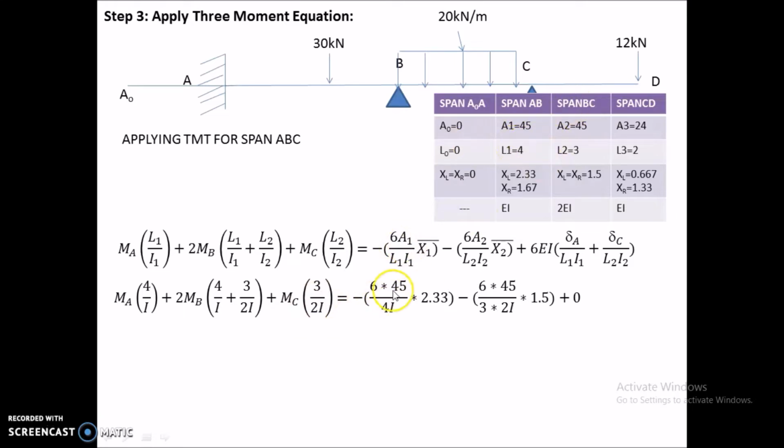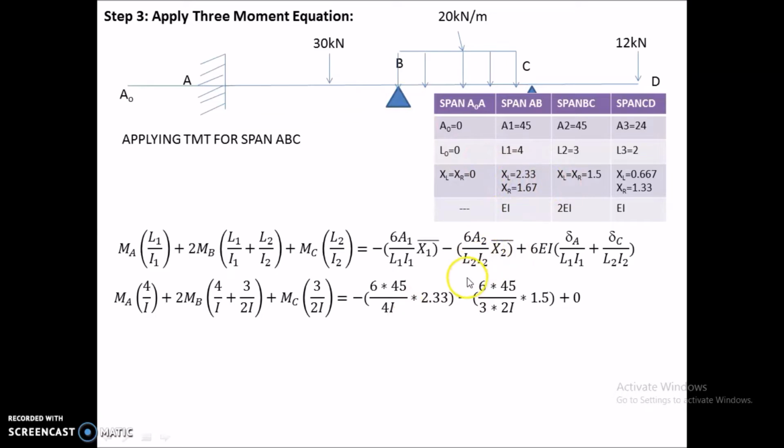A1 is 45 here, and L1 is 4 and I1 is I. X1 will be XL here. Now we are considering this span A, B, C, and the center point is B. So for the span AB we should consider XL, and for span BC we should consider XR. Since it is for span AB, we should consider XL, that is 2.33.